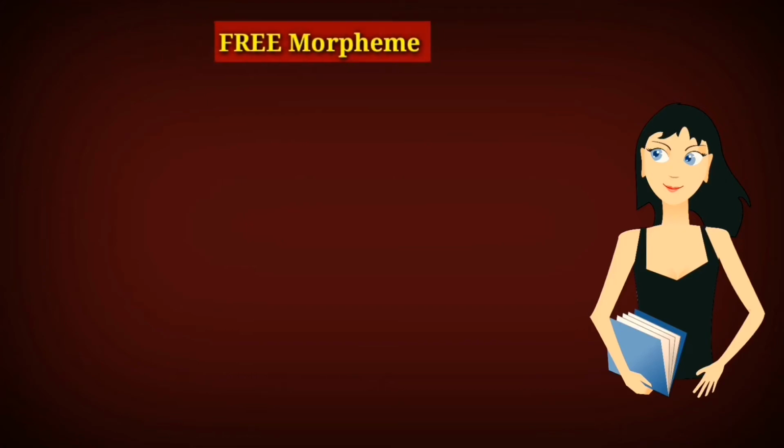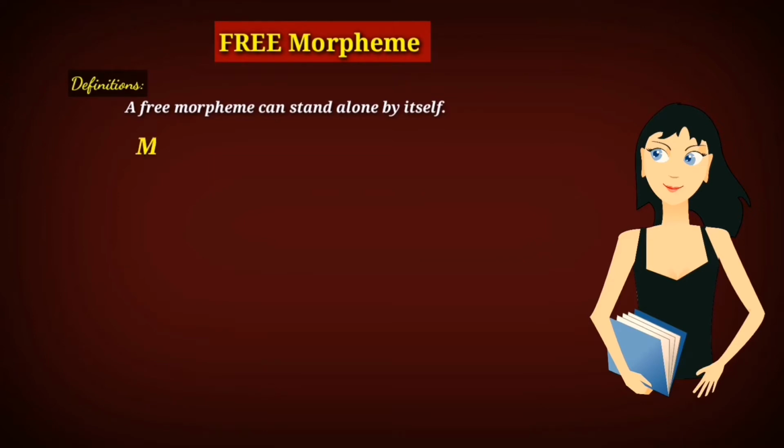Free morpheme. The first kind is free morpheme. So why is it called a free morpheme? That is why it is called a free morpheme, because it can stand alone by itself like a single word. For example, the word man is a free morpheme because it can stand alone by itself.